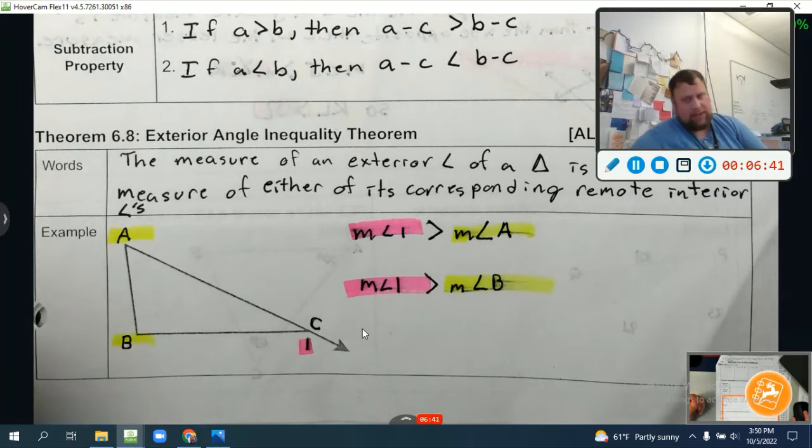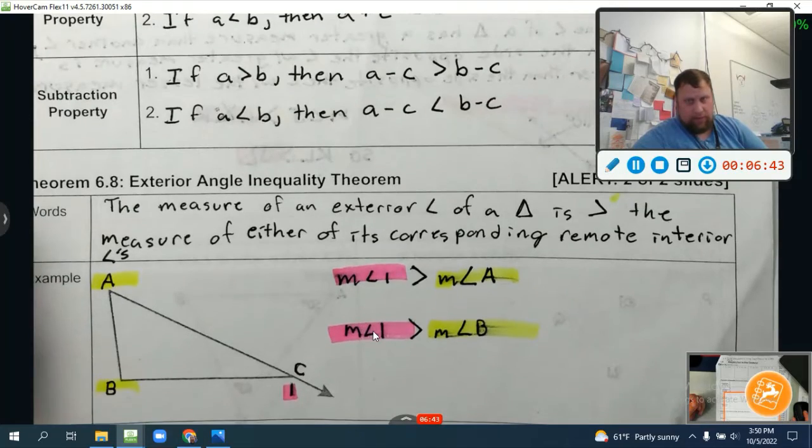Pause this, write it down. Well, I guess I should make it totally visible. Pause it, write it down, and then we're moving on. Let's go.